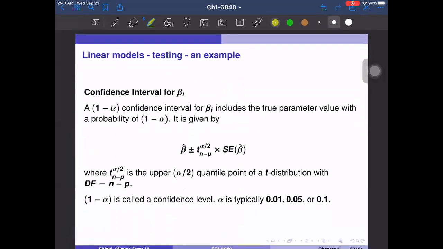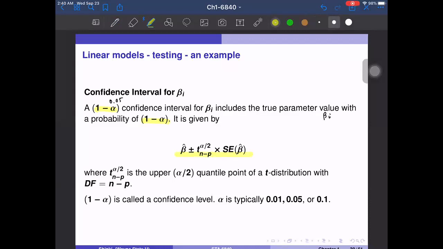The next one is the confidence interval for beta i. This is actually estimation and not testing, but it's related to testing. A 1 minus alpha confidence interval for beta i means that the interval includes the true parameter value, beta i, with a probability of 1 minus alpha. Usually alpha is a small number such as 0.05. So a 95% confidence interval includes the true parameter with 95% probability. And that interval is given by this.